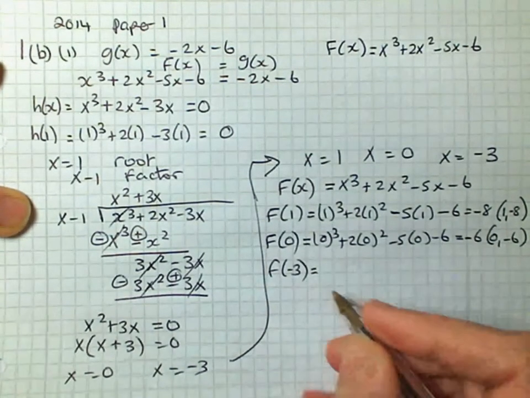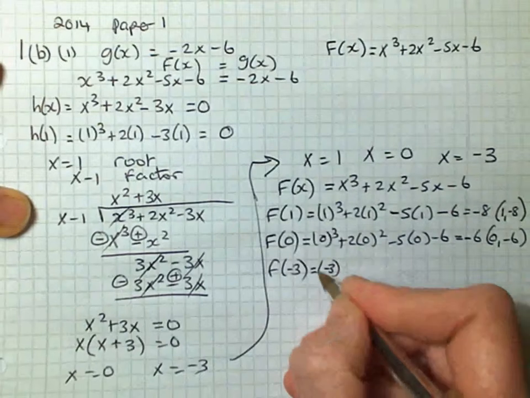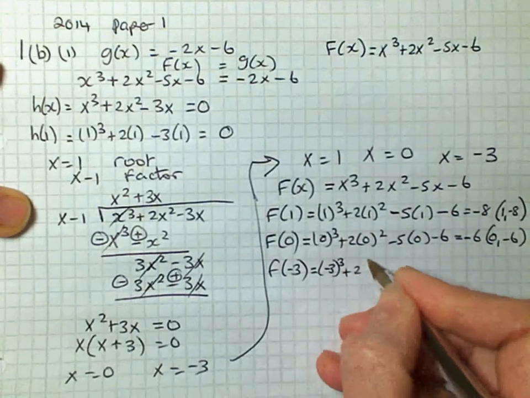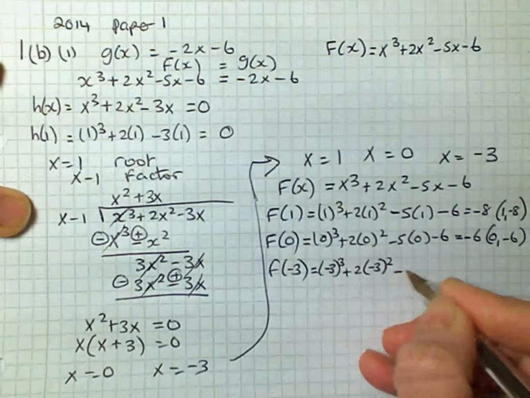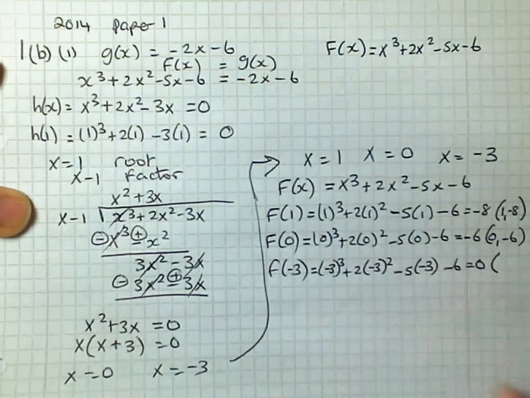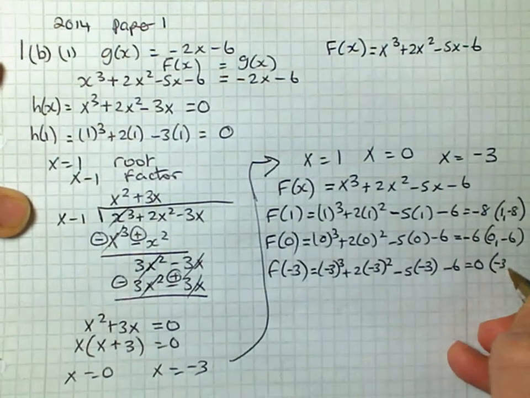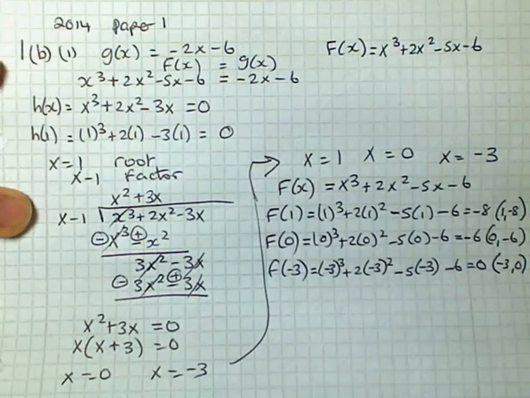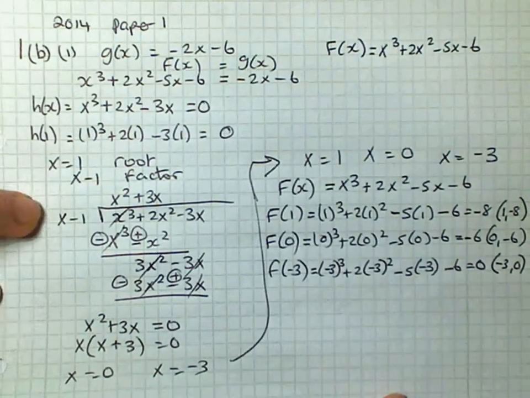And then we have f of minus 3, which is minus 3 cubed plus 2 by minus 3 squared minus 5 by minus 3 minus 6, equals 0. So our next point is minus 3, 0. So that's B part 1.